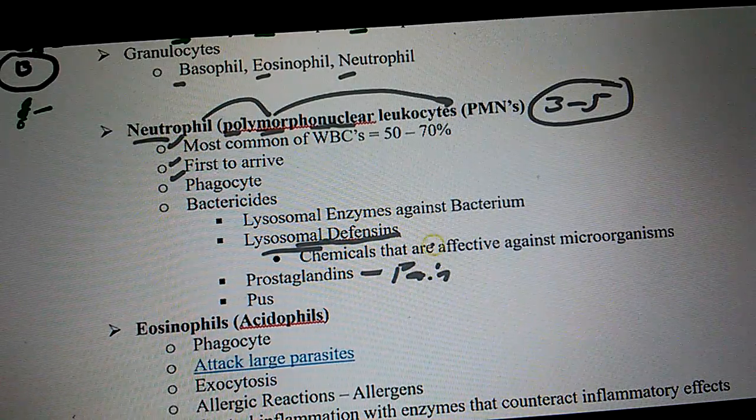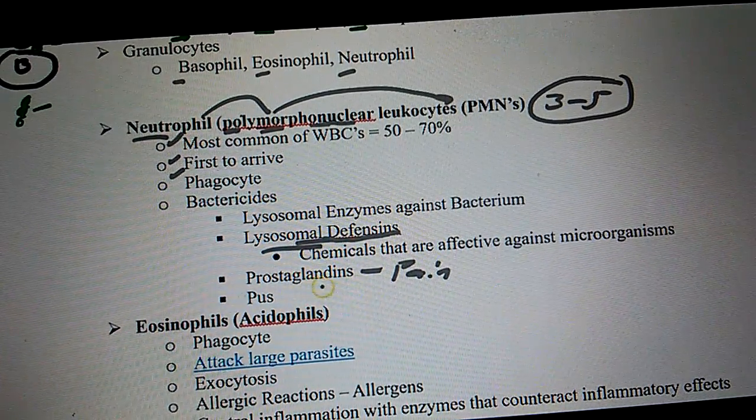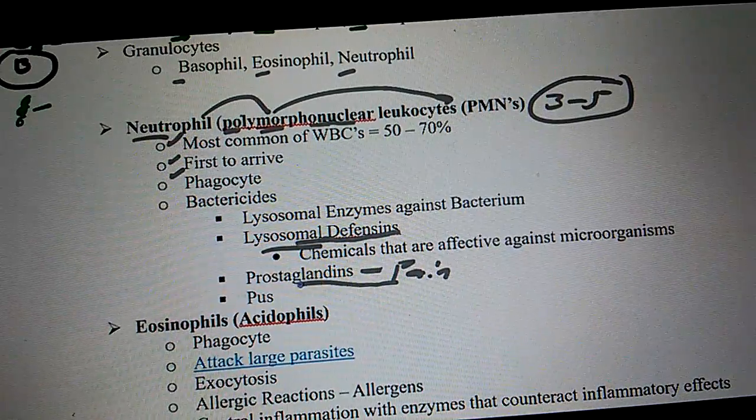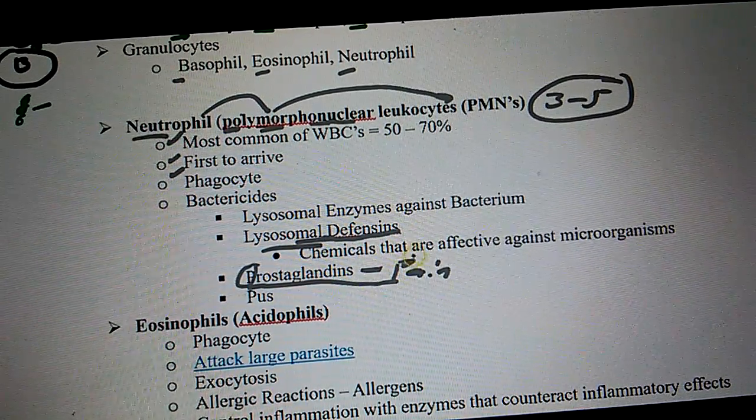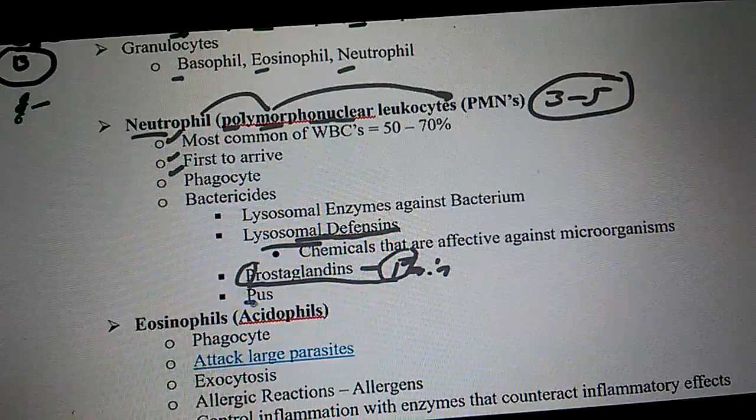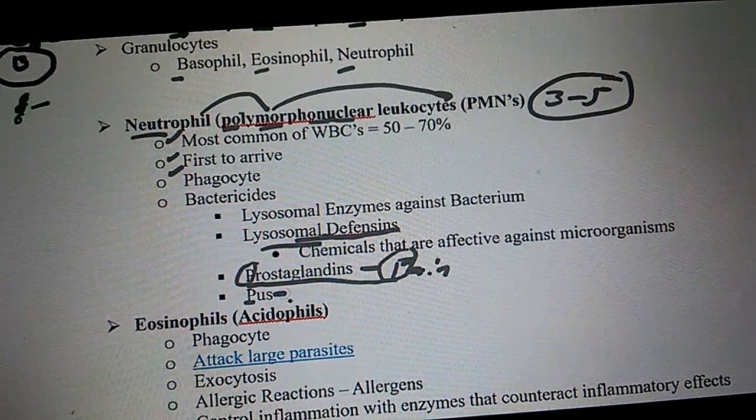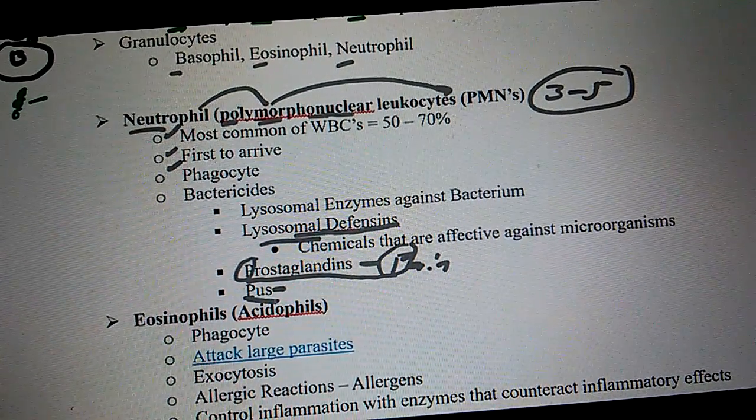Prostaglandins are released by neutrophils and indicate what? Pain. What indicates pain? Prostaglandins. Remember, look for the letter P. Both have the letter P. What is dead and dying neutrophils? Pus.